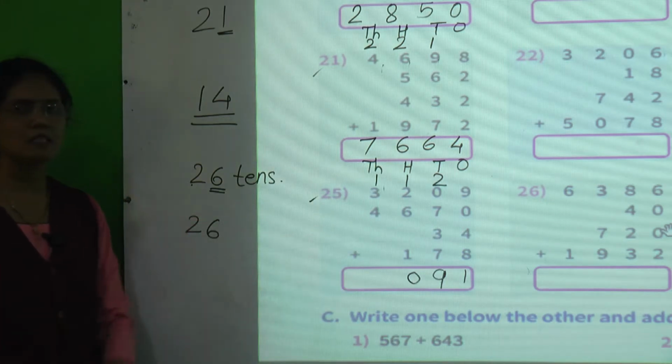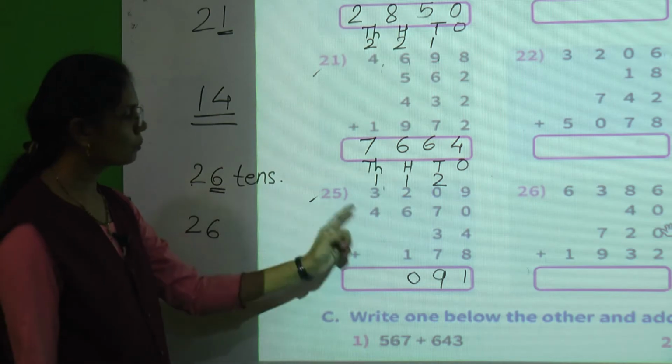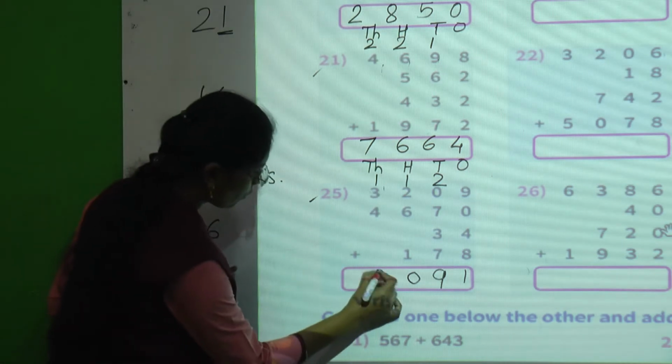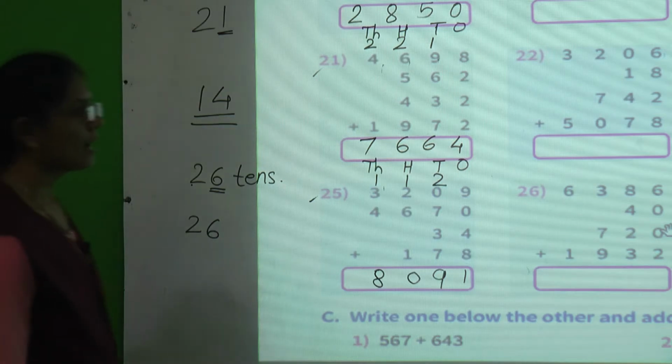Now see this thousands place. Here 1 plus 3, 4. 4 plus 4, 8. So what will be the answer? The answer is 8091. This is our answer.